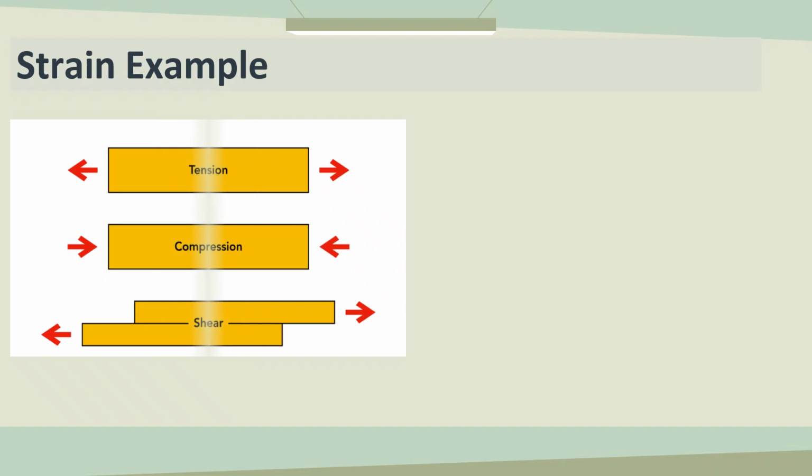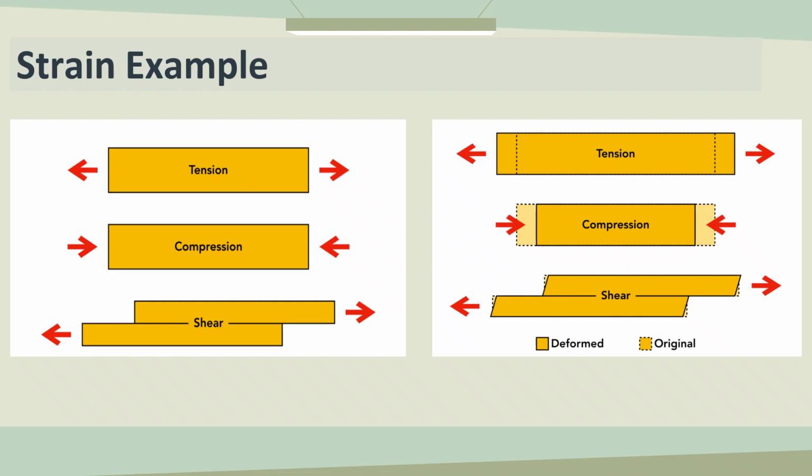This example explains strain using a clear visual representation. In the first image, different types of loads are applied to a structural member. When a tensile load is applied, equal and opposite forces act away from each other, causing the member to elongate. When a compressive load is applied, the forces act toward each other, resulting in a reduction in length. In the case of shear loading, parallel forces act in opposite directions, causing one layer of the material to slide relative to another. In the second image, the effect of these applied loads can be clearly observed.